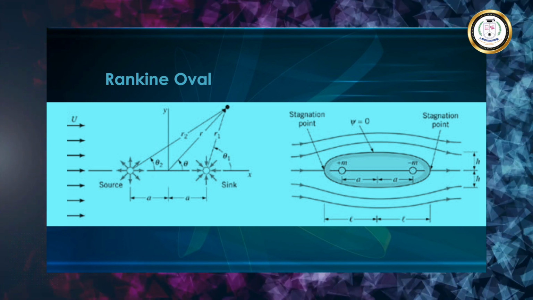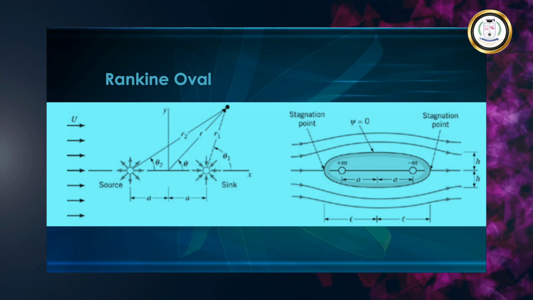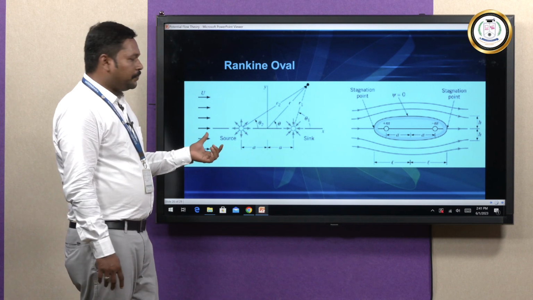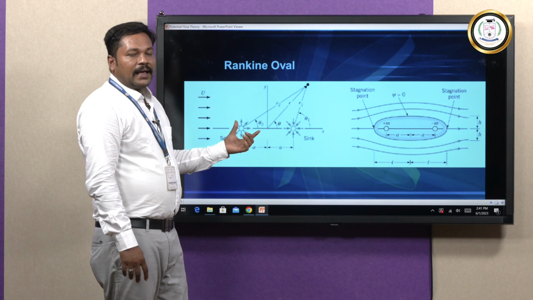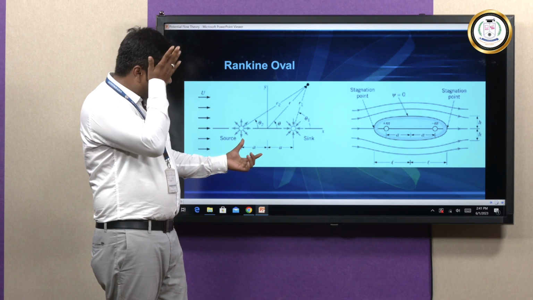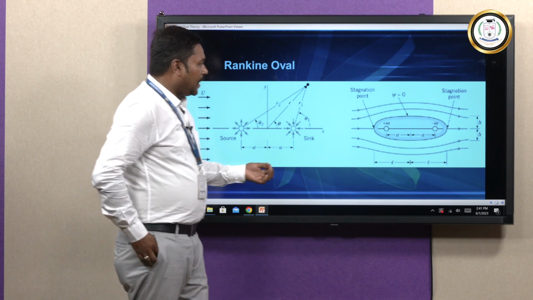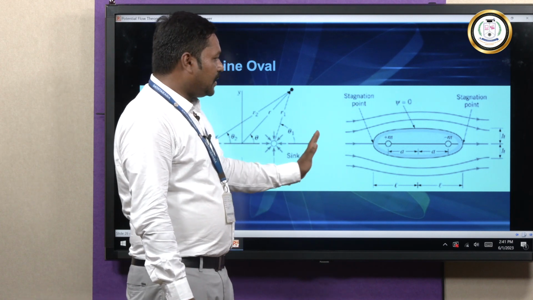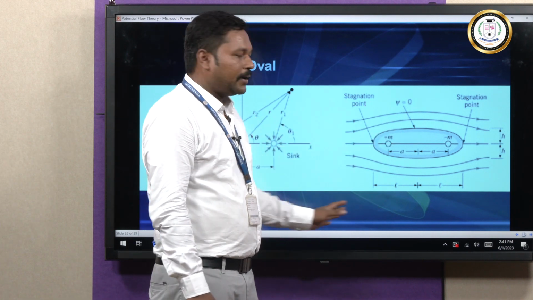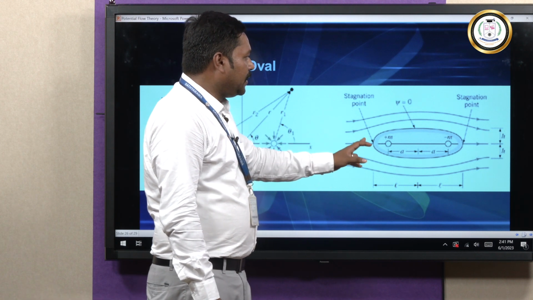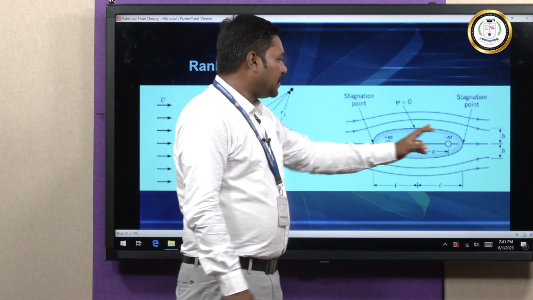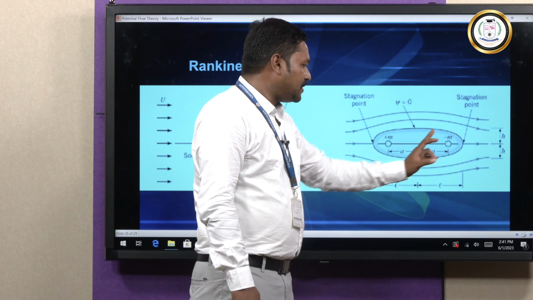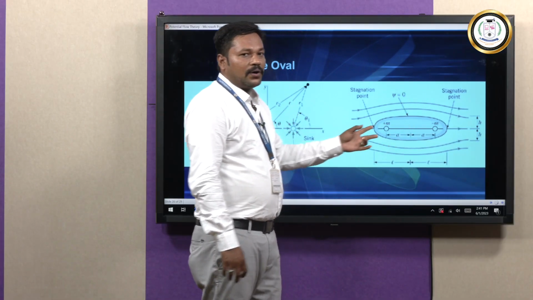How is this oval body created? We have the source and sink pair, and we have the uniform flow, and this source and sink are at a far distance. It is not the nearest distance, it is the farthest distance, and the superimposition of the uniform flow gives the Rankine oval body. In this Rankine oval body you find two stagnation points, one at the front and one at the rear, where plus m is the strength of the source and minus m is the strength of the sink, kept at a far distance.